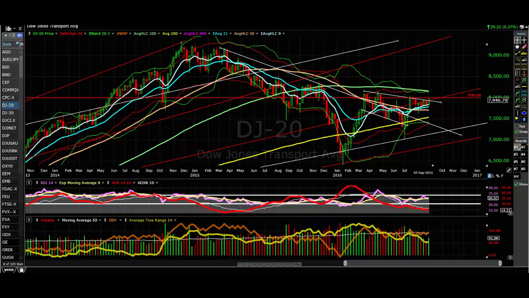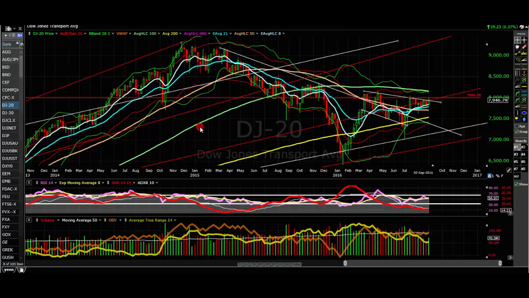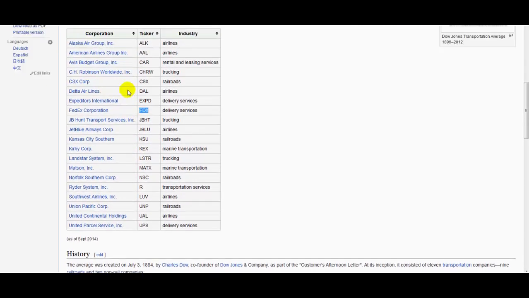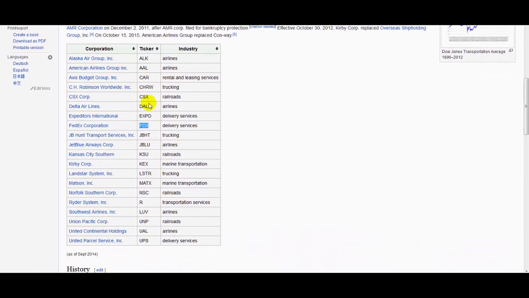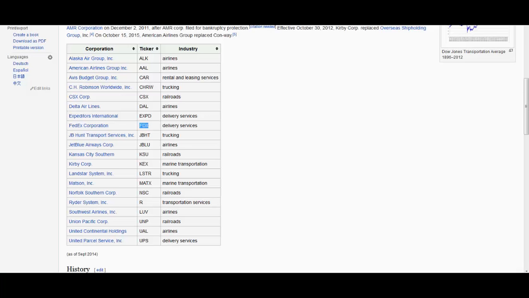How do we play this? So the Dow Transports Index makes up of 20 symbols, which are these. Some well-known names like American Airlines, Delta, United Airlines, UPS, FedEx. I will be doing a video on this next week, showing you guys some of the good setups that might be coming up because of the squeeze right here in the Dow Transports. So stay tuned for that.